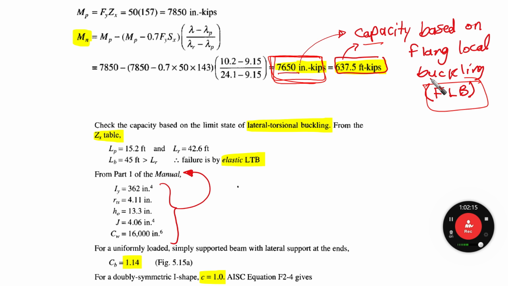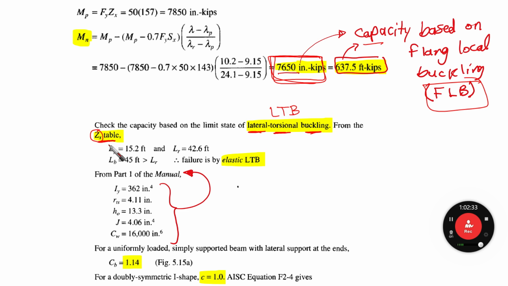Let's go now and check the capacity based on the limit state of lateral torsional buckling, LTB. We are going to use another technique this time. We're going to use the ZX table.